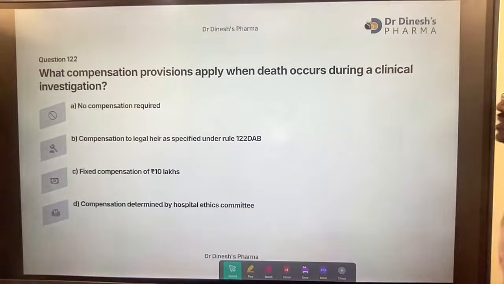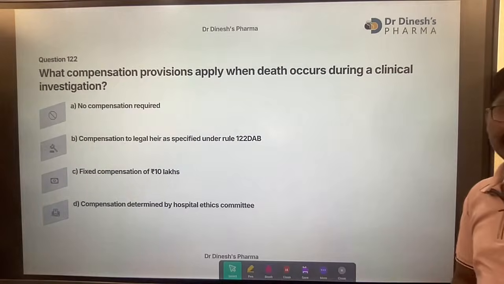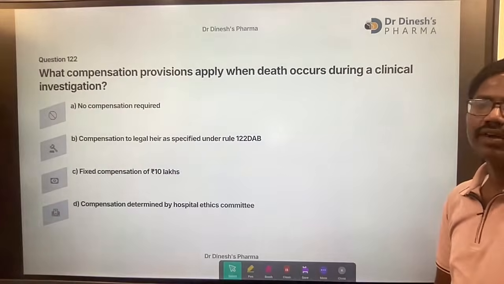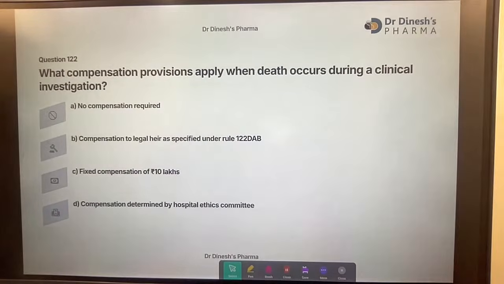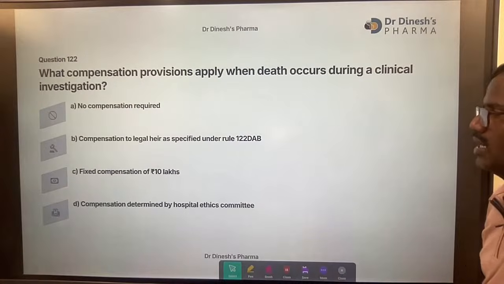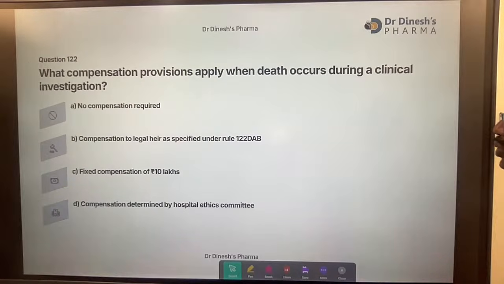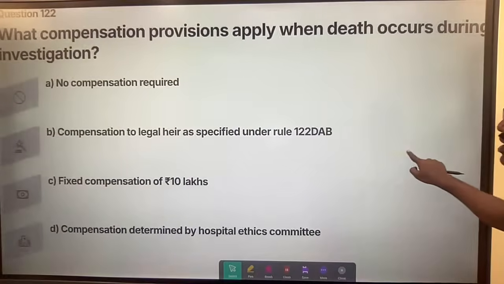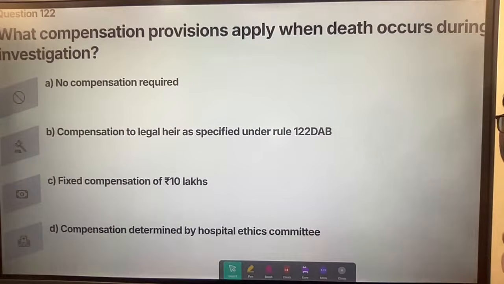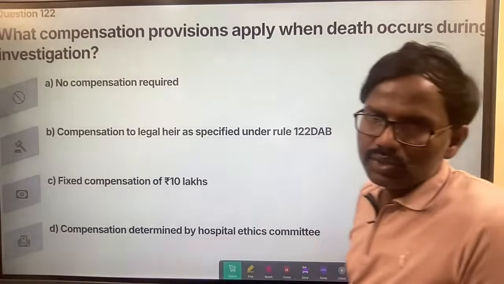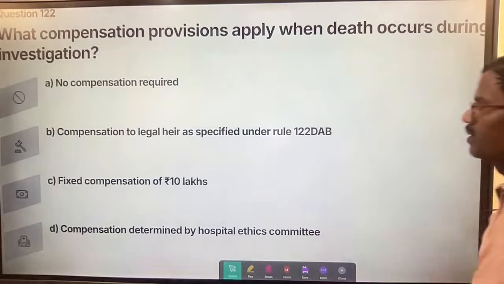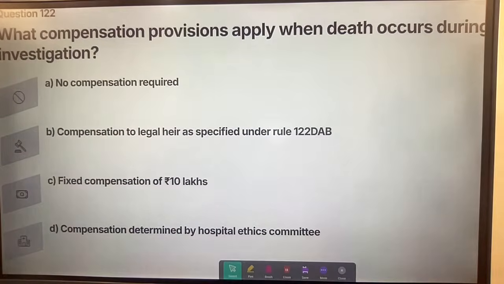What compensation provisions apply when a death occurs during a clinical investigation? So if a death occurs during clinical investigation, what will be the compensation? No compensation required. Compensation to legal aid specified under Rule 122 DAB, fixed compensation of 10 lakhs, compensation determined by Hospital Ethical Committee. Yeah, answer please. 122 DAB. Okay, 122 DAB.